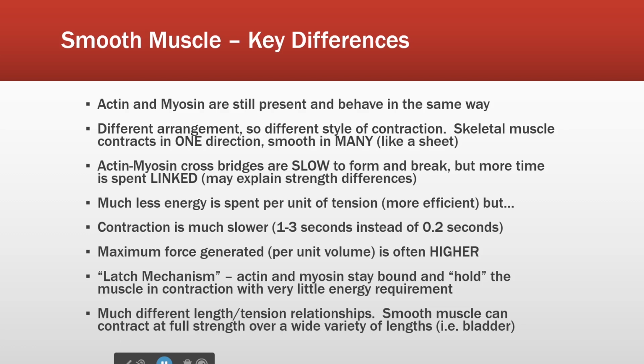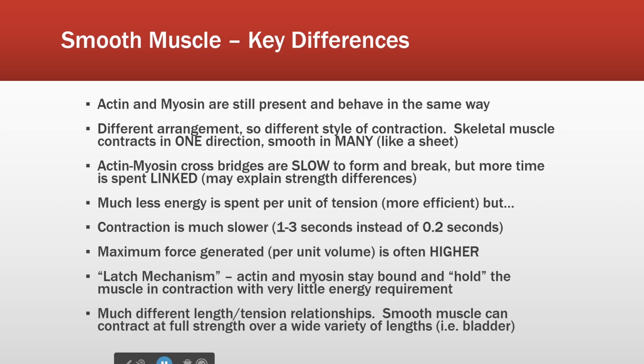So the bridges are slow to form and spend more time linked. What this means is that pound for pound, smooth muscle has more force. It can develop more force than skeletal muscle can. Smooth muscle is much more efficient. It spends much less energy per unit tension over time. This is important because much of the smooth muscle in the body is contracting at least a little all the time. So we need it to be efficient so that we're not wasting a lot of ATP.